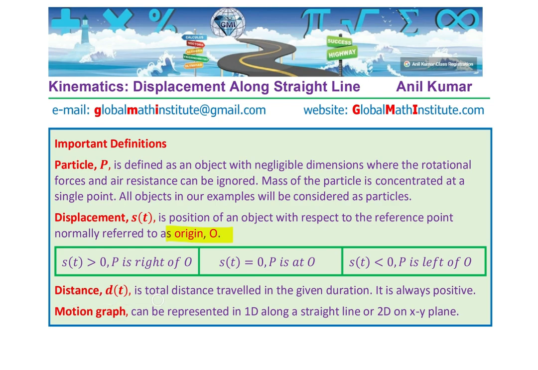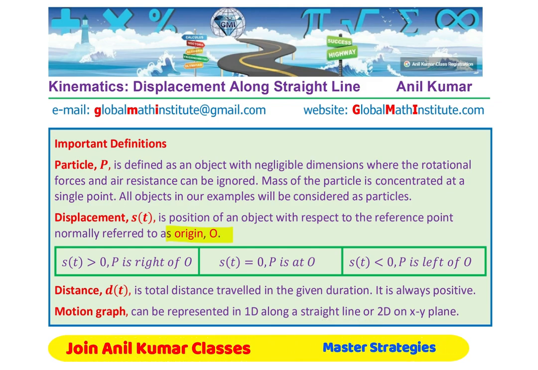When you're measuring total distance traveled in the given duration, all the displacements should be added. So the absolute value of the displacement should be added, since distance is a scalar quantity, not a vector quantity. So distances are always positive. So every piece of displacement, whenever the direction changes, should be added. A motion graph can be represented in 1D along a straight line or 2D on the XY plane.